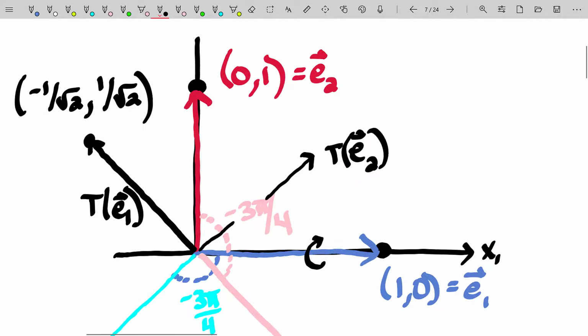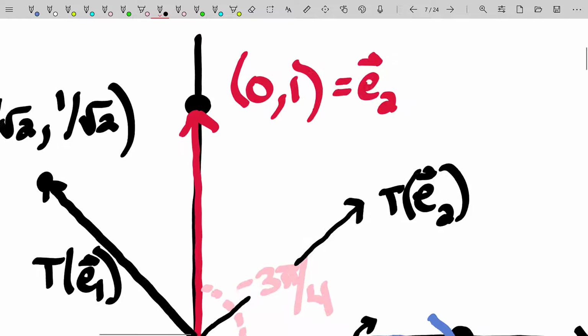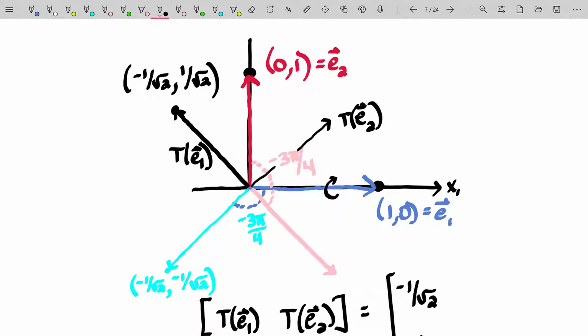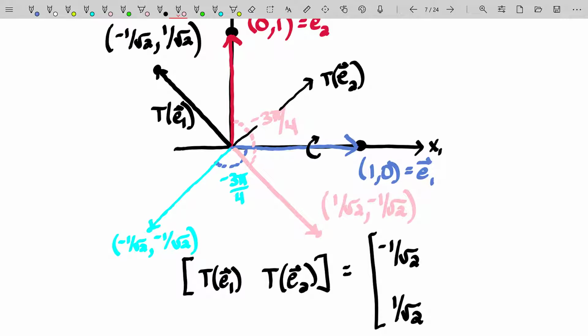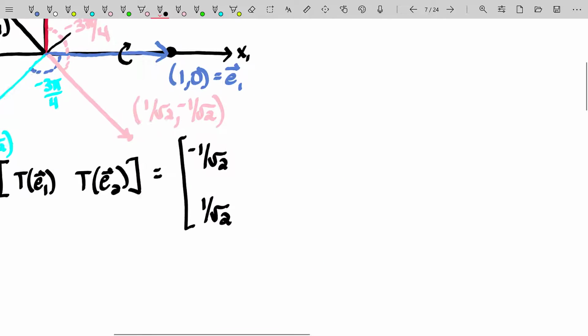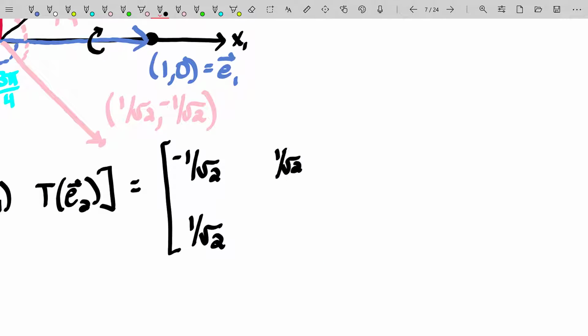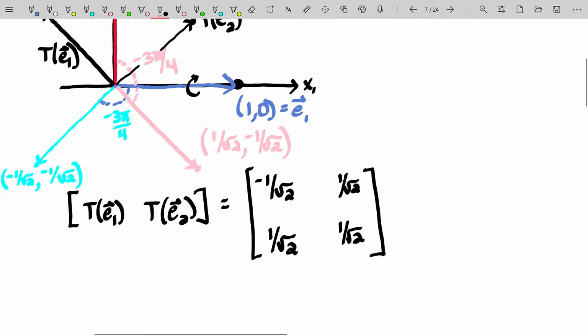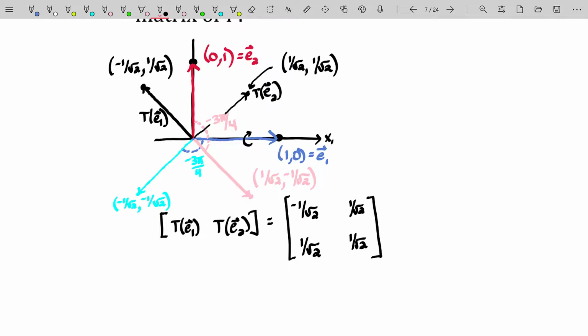Now if we turn our attention to the red e sub 2 vector, that also got rotated by negative 3 pi over 4 radians. Its tip lands at 1 over root 2, comma negative 1 over root 2. And when you flip that about the x1 axis, you get 1 over root 2, comma 1 over root 2. And so the transformation of E2, being the second column of our matrix, is 1 over root 2, 1 over root 2, and there is our standard matrix.